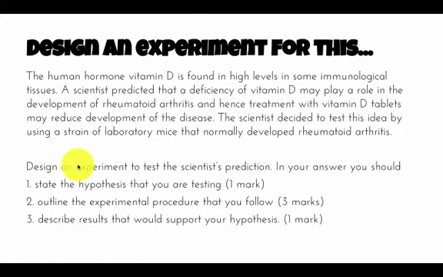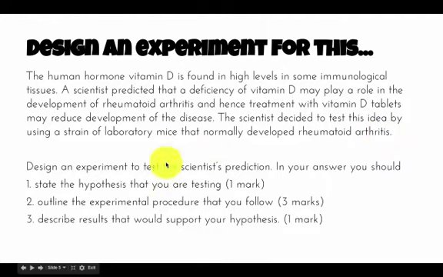So let's have a go at designing an experiment. This has been taken from a VCAA exam. So it's talking about a hormone. So vitamin D is found in high levels in some tissues. So a scientist has predicted that vitamin D may play a role in the development of arthritis, and hence treatment with vitamin D may reduce the development of the disease. So this scientist wanted to test this idea by using a strain of laboratory mice that normally develop this arthritis.